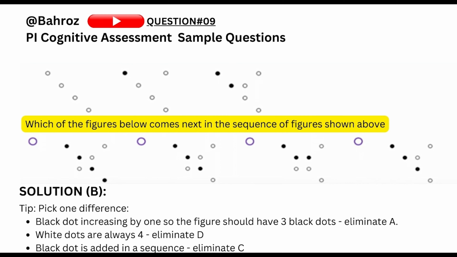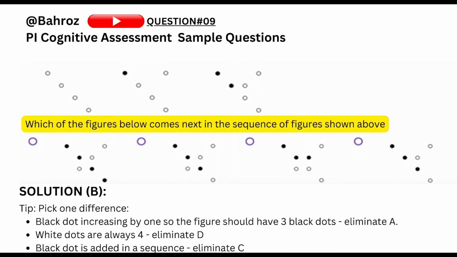Now here the tip is pick one difference first and locate it across each of the shapes. So here the black dot increases by 1, so the figure should have 3 black dots, which means that we can easily eliminate A because it has 4 black dots. Now we know from the 3 shapes above that white dots are always 4, so we can easily eliminate D because it only has 3 white dots.